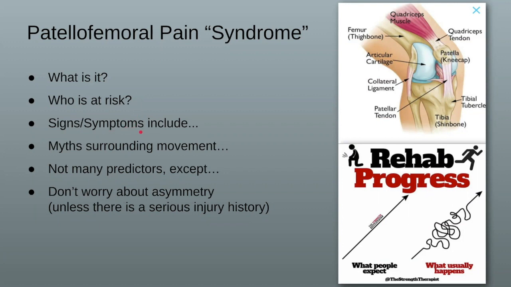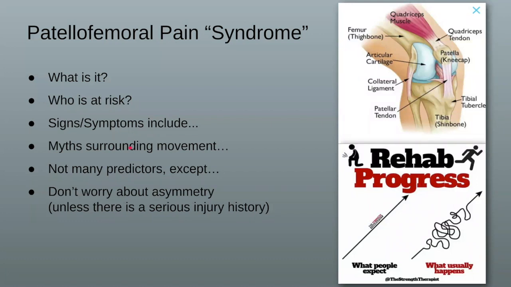Signs and symptoms of this: one of the more popular ones is, I sit for too long, I get up, and then it's just really sharp knee pain or really dull, achy knee pain that won't go away. That's the big one. Usually it's pretty tender around the front of the knee. Usually not a lot of intense swelling with this. That might mean that there's something else going on.